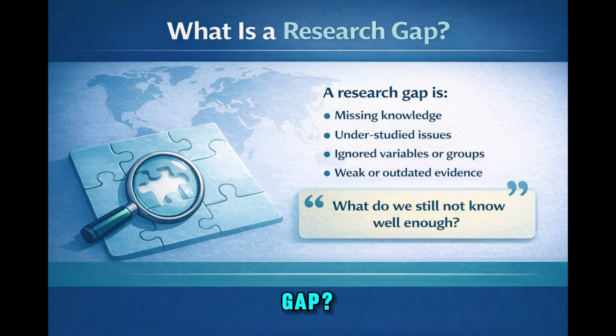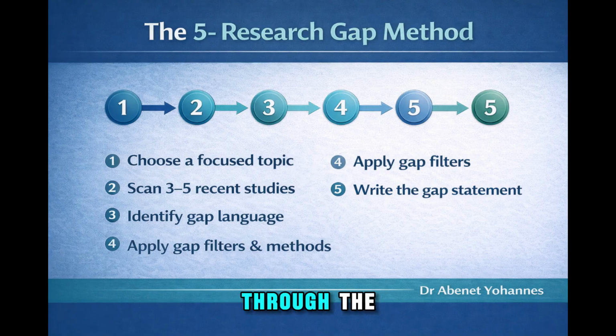What is a research gap? So what exactly is a research gap? A research gap is an area where knowledge is missing, evidence is limited, or important questions remain unanswered. A simple way to think about it is this. What do we still not know? Your job as a researcher is to identify and address that unknown. Now let's walk through the 5 research gap methods step by step.